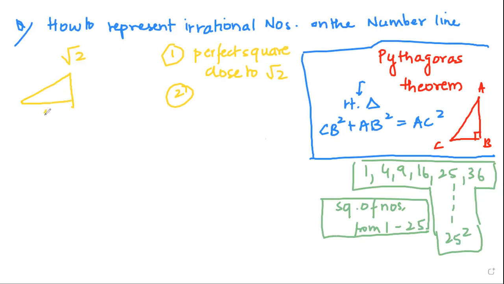Okay, so what happens is you take that perfect square close to 2, and when you add those two, if you apply Pythagoras theorem on this, your hypotenuse will come out to be root 2, right? Isn't it? 1 plus 1 gives you 2, and if you apply Pythagoras theorem on this triangle, you get the hypotenuse as root 2. So this exact same thing is then represented on the number line. That's all.